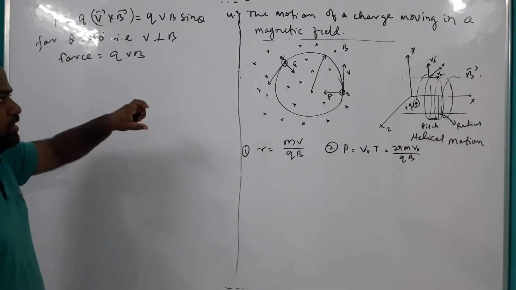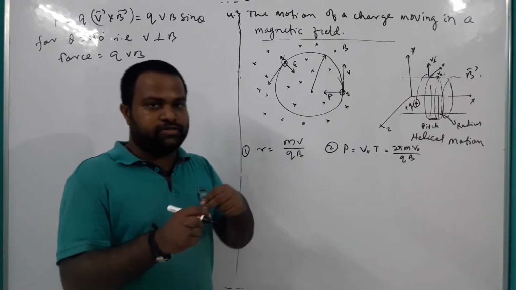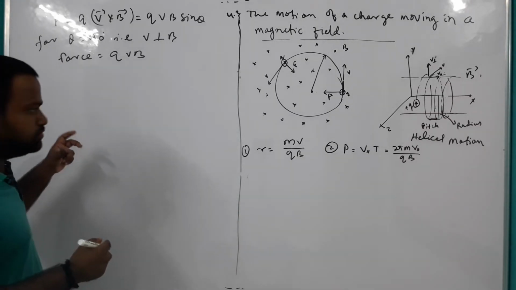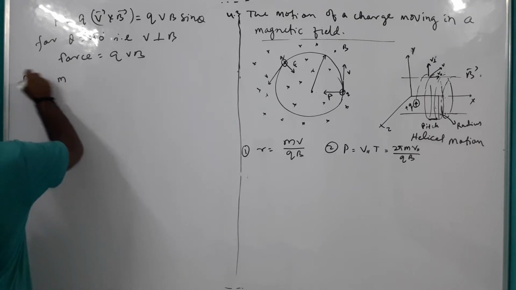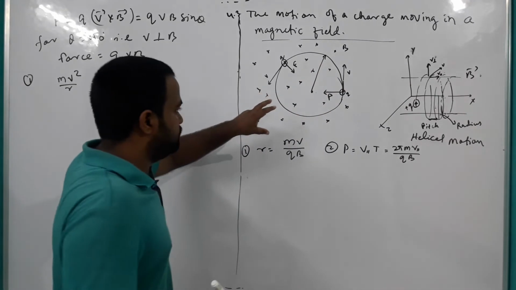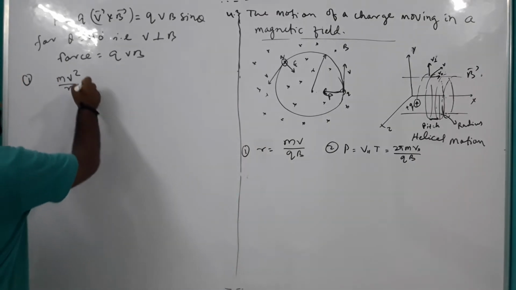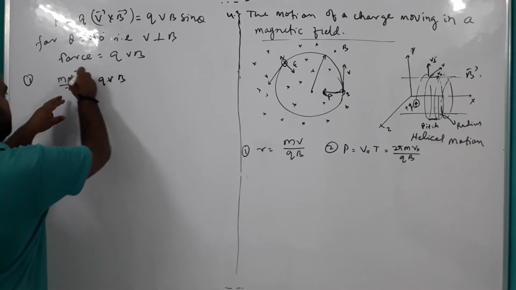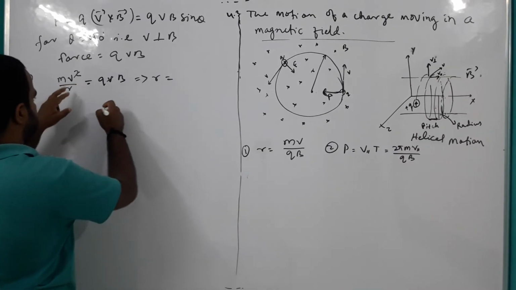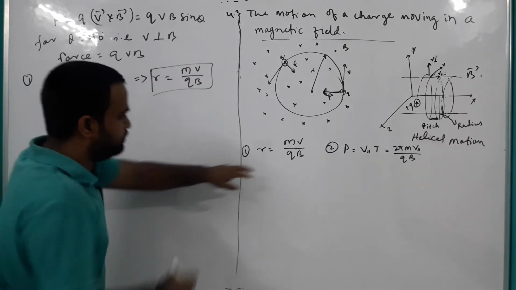So let's find out the equation. We know that if any particle rotates or revolves in circular motion, then the centripetal force is m v square upon r. But here in this case the centripetal force F is Q V B. So we can equate it. Now V cancels out, so it becomes r is equal to m v upon Q B. The first one is derived.